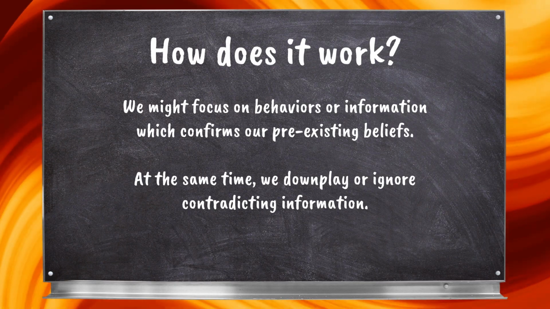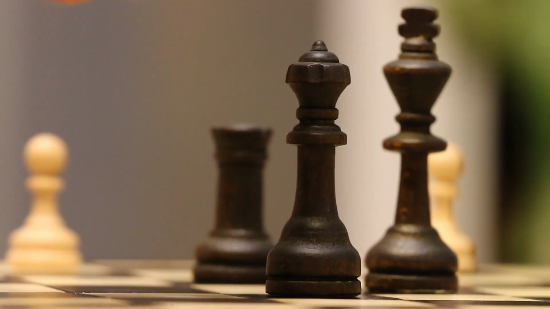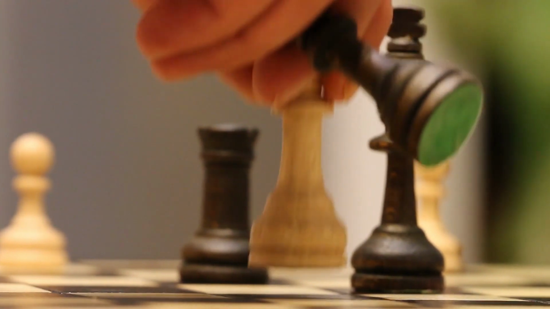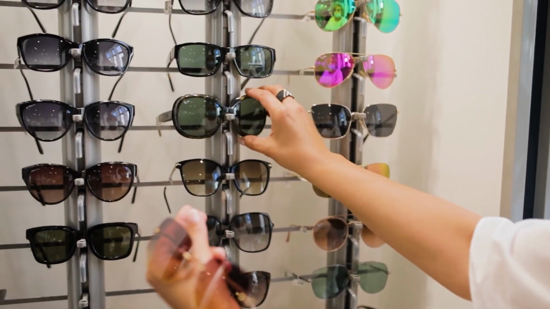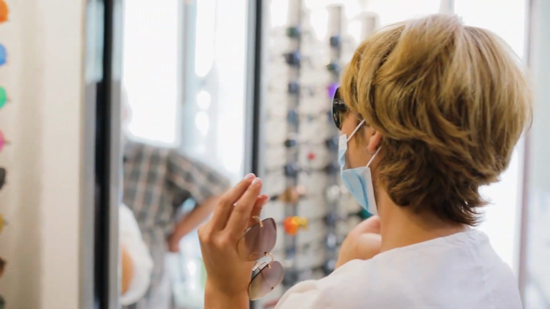Let's take a simple example. Imagine you believe that people who wear glasses are more intelligent. You're more likely to notice and remember instances when someone wearing glasses displays intelligence while disregarding moments when they don't. This selective attention and memory reinforce your belief even if it's not necessarily true.